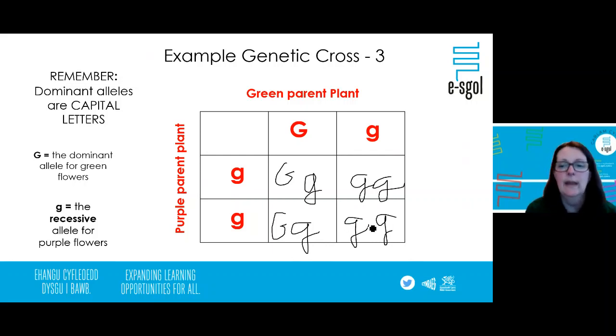Okay, so in this case we've got a 50-50 split, so it's a 1-to-1 ratio if you're ever asked to do anything like that. So here, big G, little g means it's heterozygous. It will appear green but will carry the trait for purple, and these two offspring here have two little g's, which means they both appear purple.